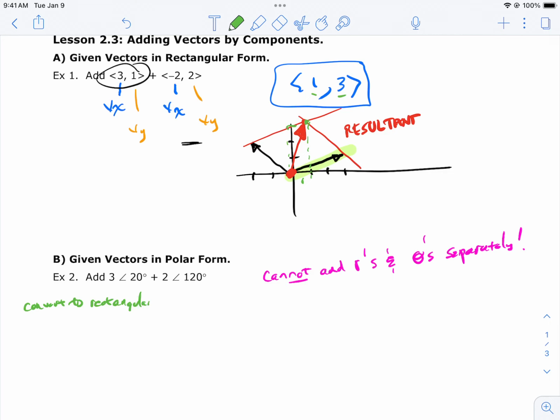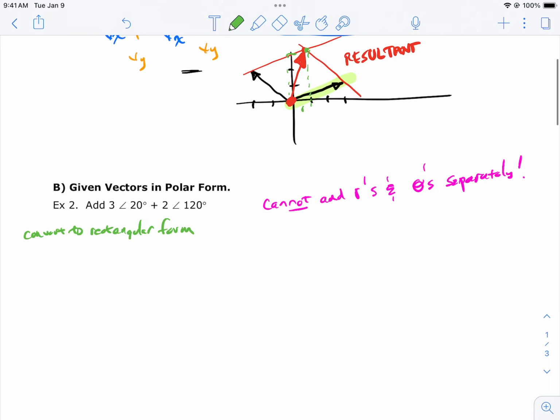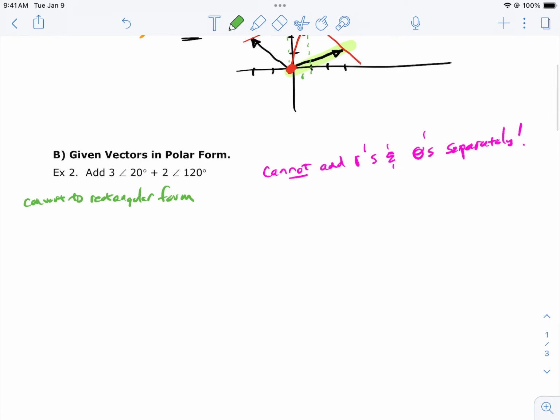Because if we convert these to rectangular form, then we can just add those like we did in example 1. So, okay, now do you remember how to do that? There's some nice formulas we can use to get rectangular form. The x component would be, you take the r, this is the r, and you multiply it by the cosine of the theta. This is the theta, right? So let's get this out of the way.